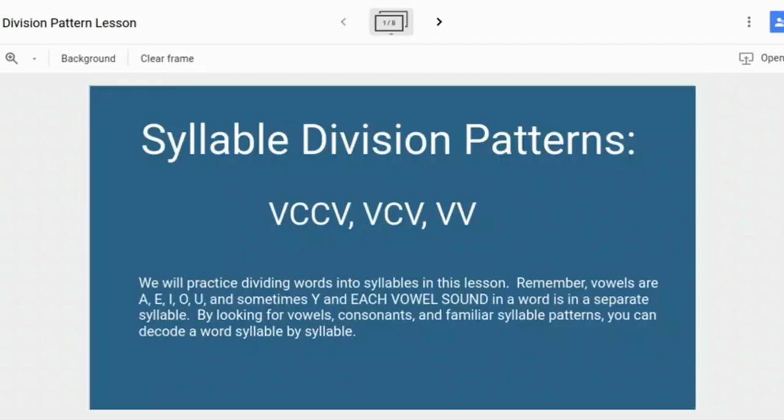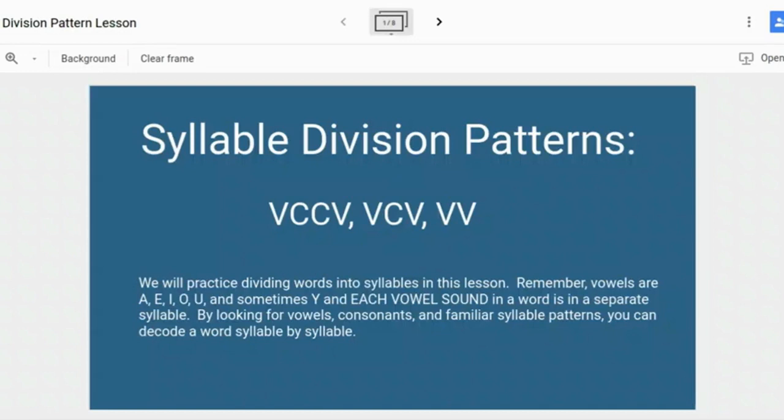In this lesson, we are going to practice dividing words into syllables. It's important to remember that each vowel sound in a word is in a separate syllable. When we look for vowels, consonants, and syllable patterns, we can decode words syllable by syllable.